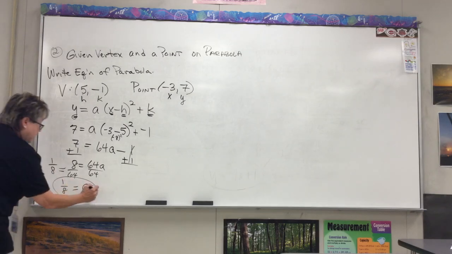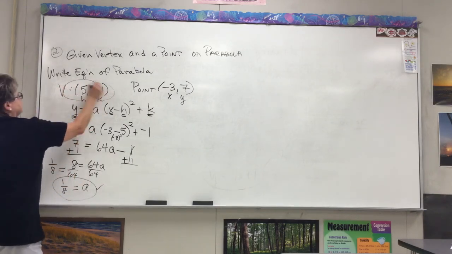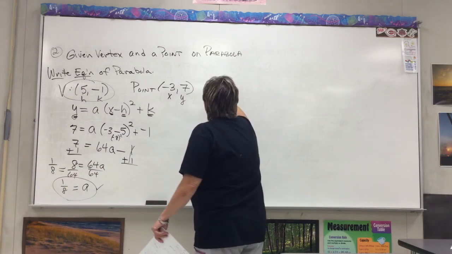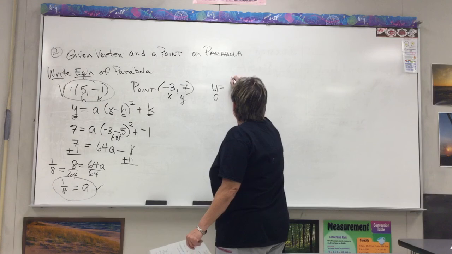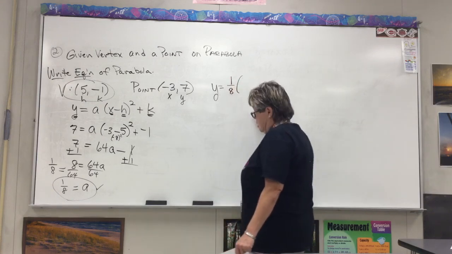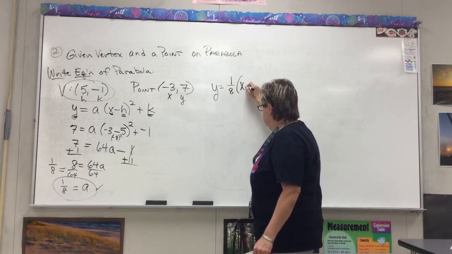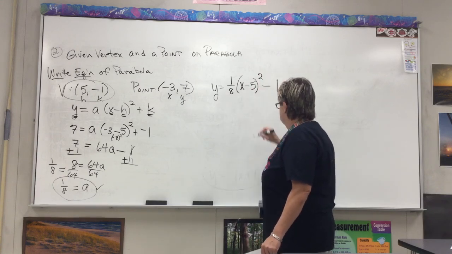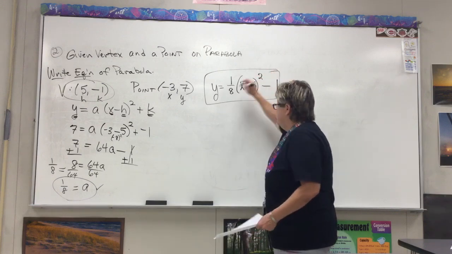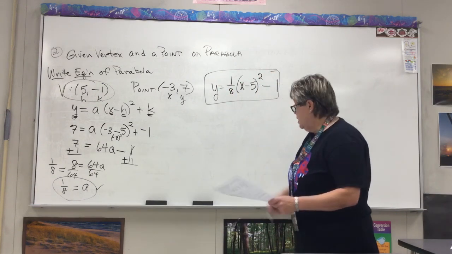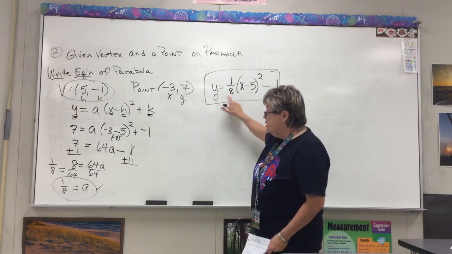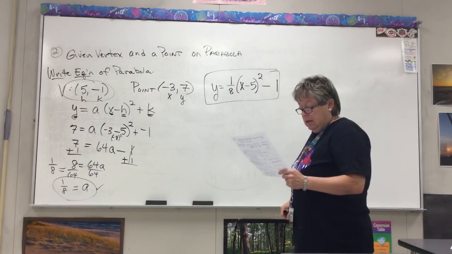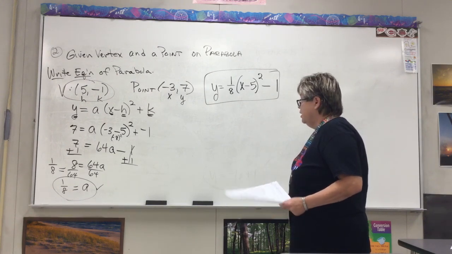Well, if we know the value of a and we know the vertex, we can write the equation of our parabola. Sure enough. Filling in, y equals a times (x minus 5) quantity squared, minus 1. That would be the equation of the parabola that we're looking for. It tells us, since the a is positive, that our vertex would be a minimum point on the graph.